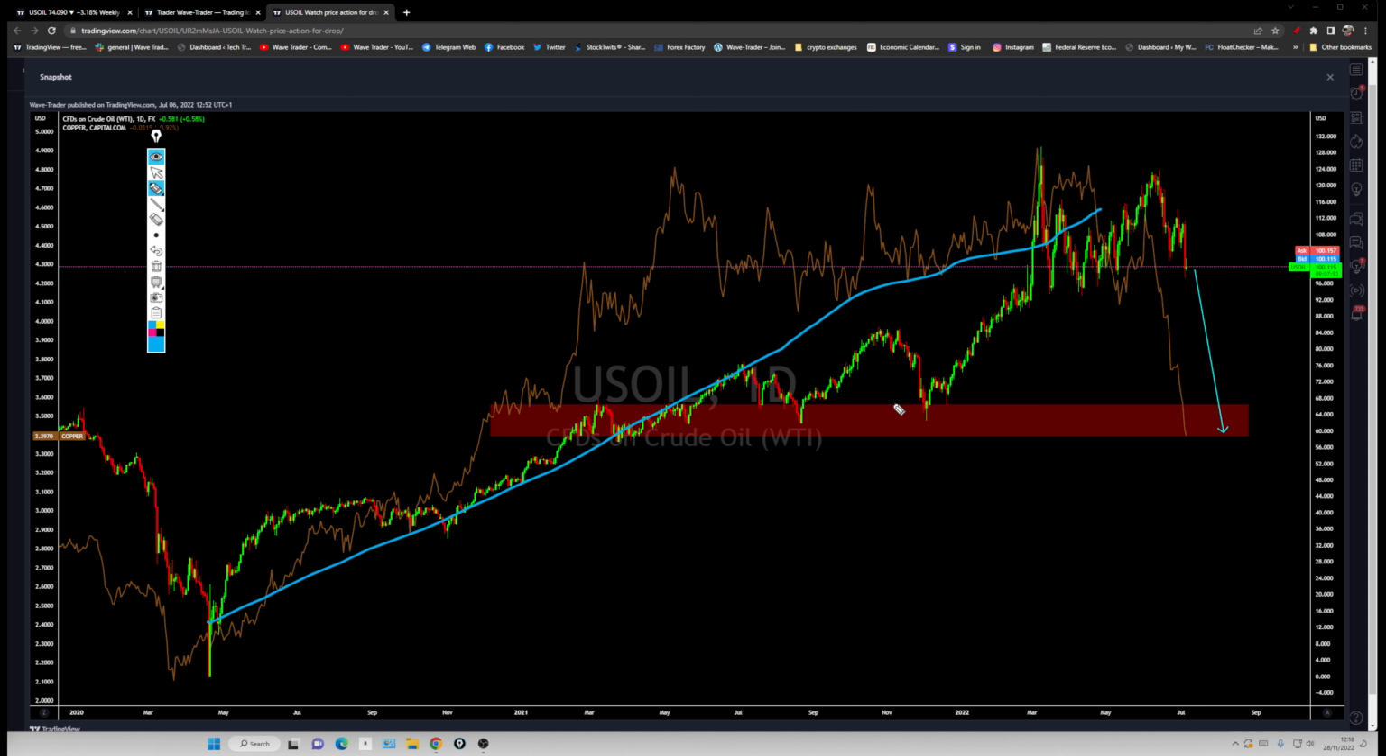Okay, so the logic behind that chart was that copper was sending a strong signal that we are going to see a significant slowdown in the world economy or possible recession, and that's the reason copper was falling after significant interest rate hikes from the Fed. Now oil is simply going after that copper move.